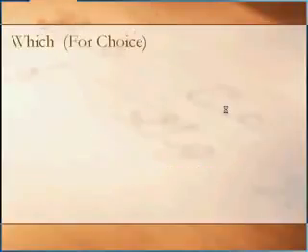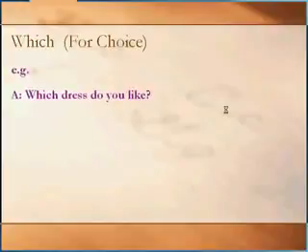Next one is which, for choice. So which is used for asking about choice. For example, which dress do you like? If you've got a number of dresses in front of you and you want to choose, or you want to ask a question about your choice, you should start your sentence with which. For example, A: which dress do you like? B: I like the red one.